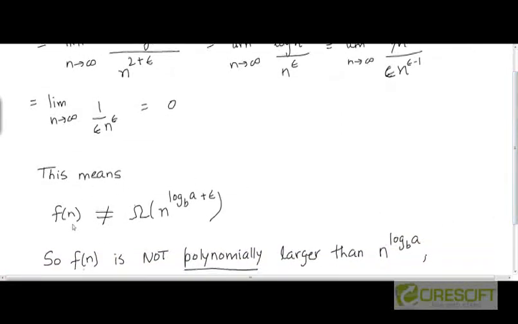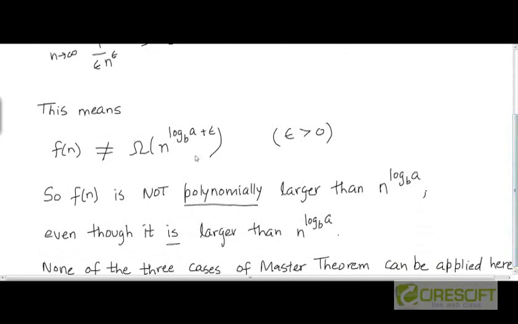Since f of n is smaller than n to the power log base b plus epsilon, f of n cannot be in big omega of this function. It doesn't matter what the exact value of epsilon was, as long as it was some positive value. So f of n is not polynomially larger than n to the power log base b of a, even though it is larger than n to the power log base b of a. f of n has a larger rate of growth than this function, but it's not polynomially larger.